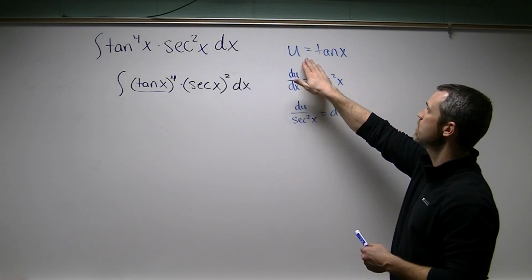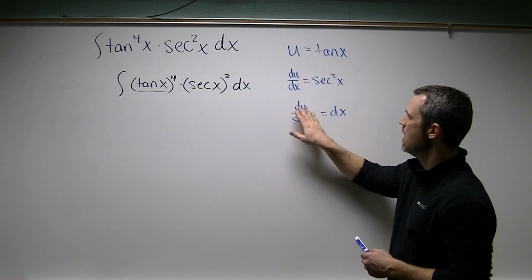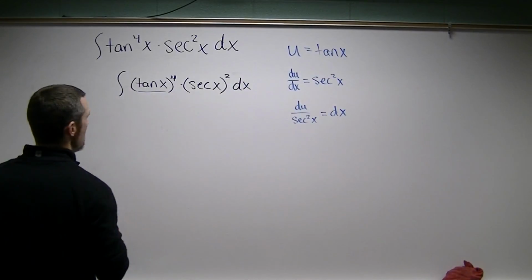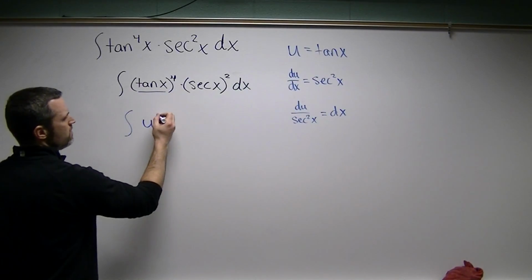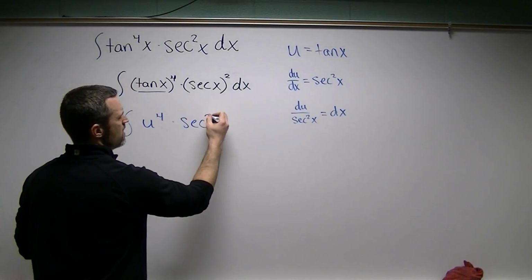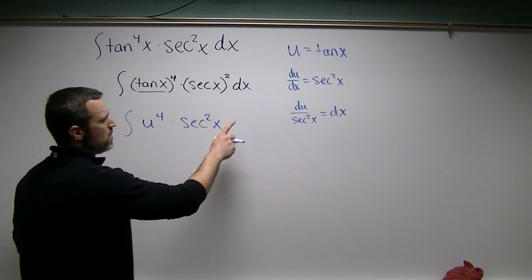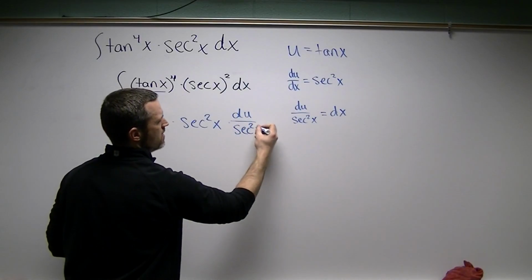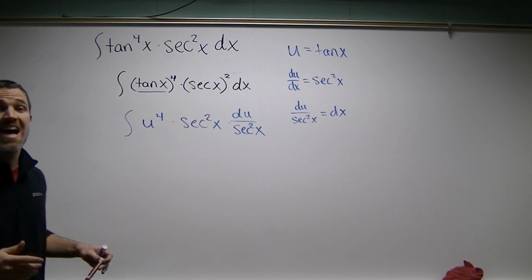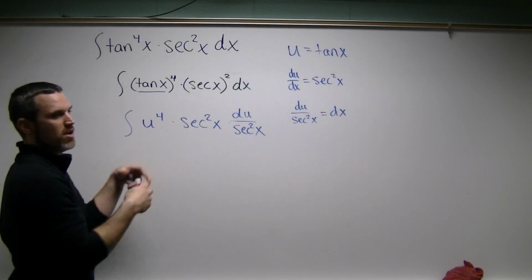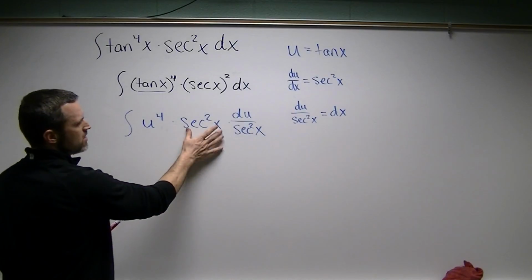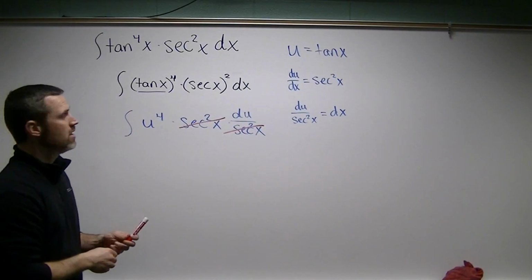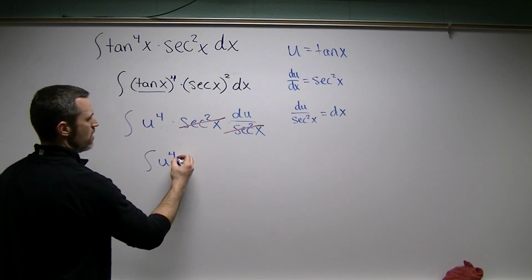So now that I have my substitution, along with its du, I'm going to go ahead and substitute back in. What that makes this is the integral of u to the fourth multiplied by secant squared, and I'm going to write it this way just because I like that better, it's quicker, multiplied by du over secant squared x. Now when I do this, I instantly notice something nice. The secant squared of x that I was trying to get rid of, the multiply and divide, cancels out, leaving me only with the integral of u to the fourth du.